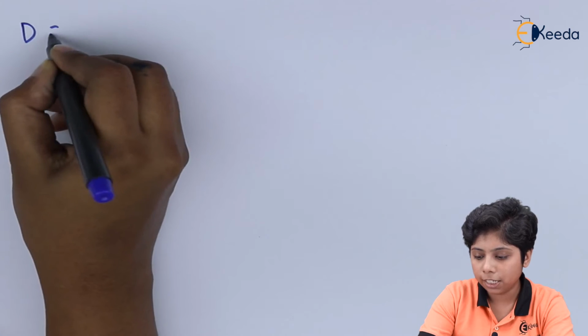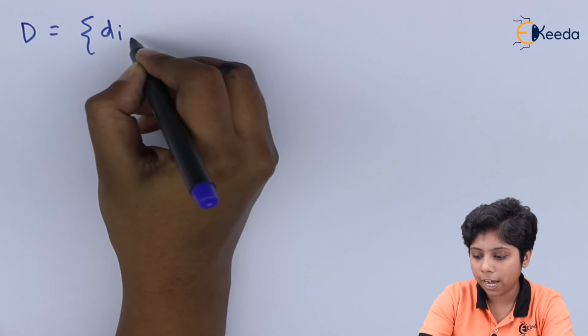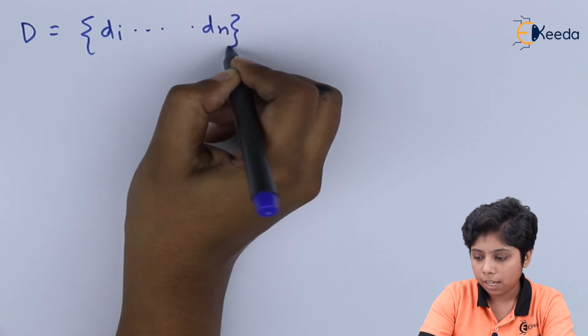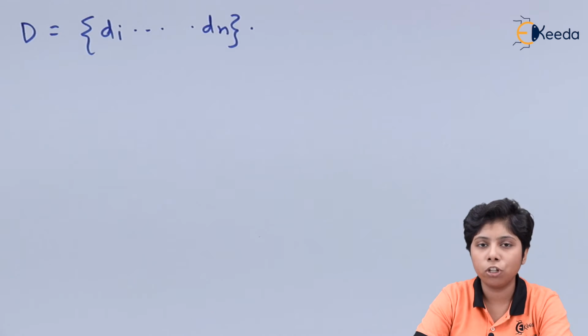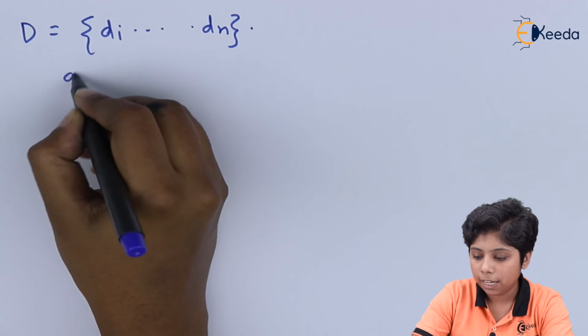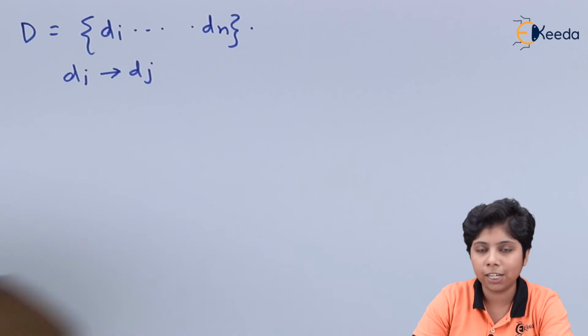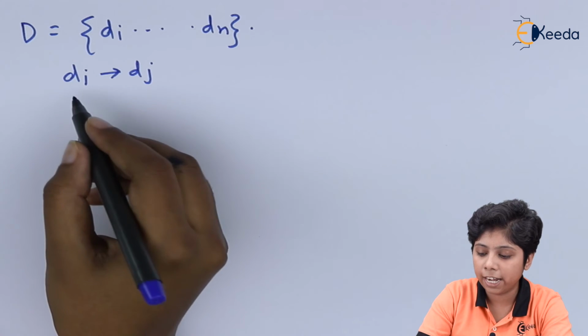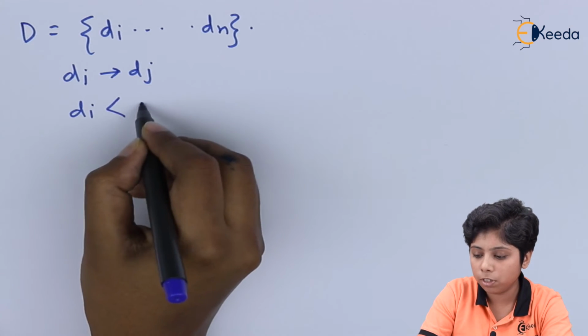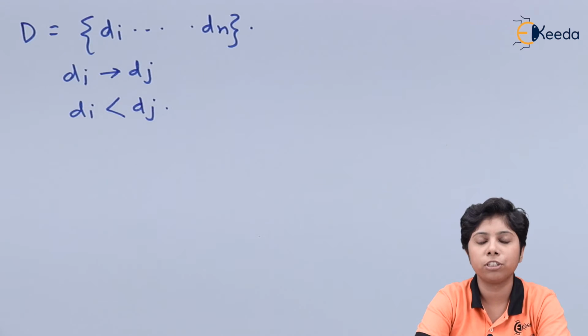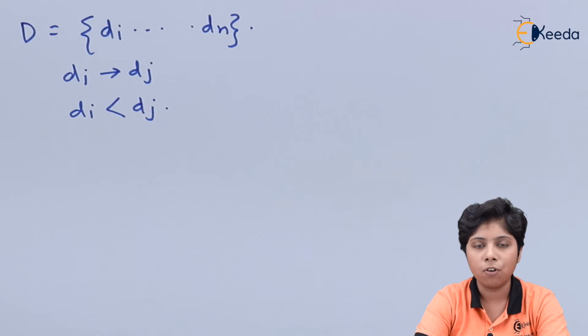Now see, if a database D contains a set of data items D1 to Dn, we need a precedence graph followed by these data items. That means if di implies dj is happening, then we can say that di appears before dj, so the time quantum of di is less than that of dj. Now, for this graph-based locking protocol, we need to introduce a tree protocol, that is, a rooted tree.